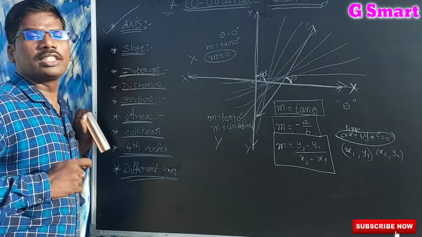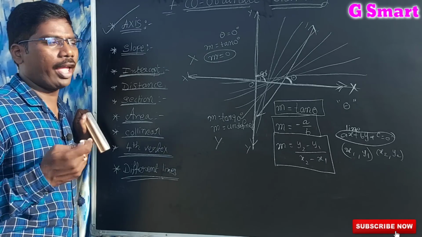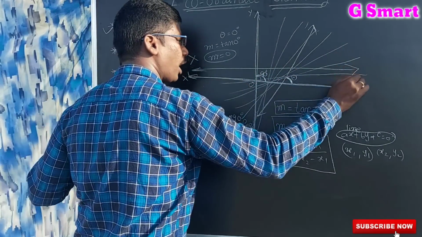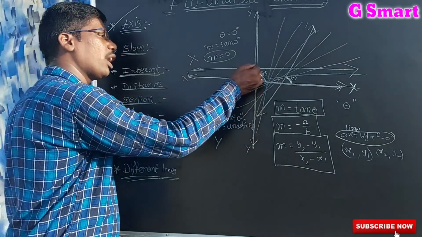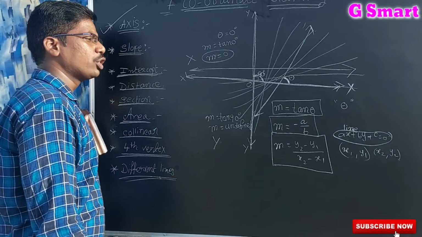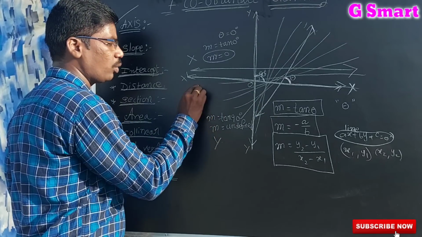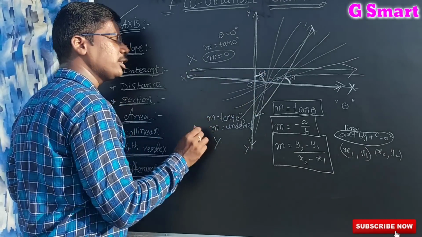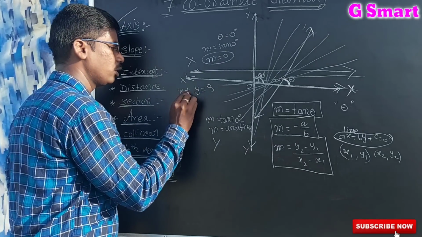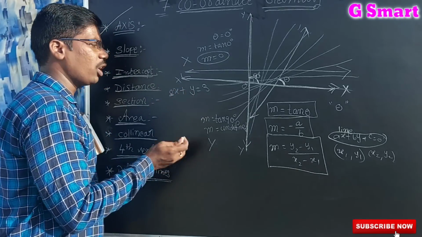Now we have to find the slope of a line parallel to the x-axis and the slope of a line parallel to the y-axis. See here, this is a line parallel to the x-axis. The slope of the x-axis is 0, and the slope of a line parallel to the x-axis is also 0, because it is parallel. Otherwise, a line parallel to the x-axis means y is equal to some value, so there is no x term. Using the formula minus a by b, minus 0 by 1, so 0. Like that also we can say.